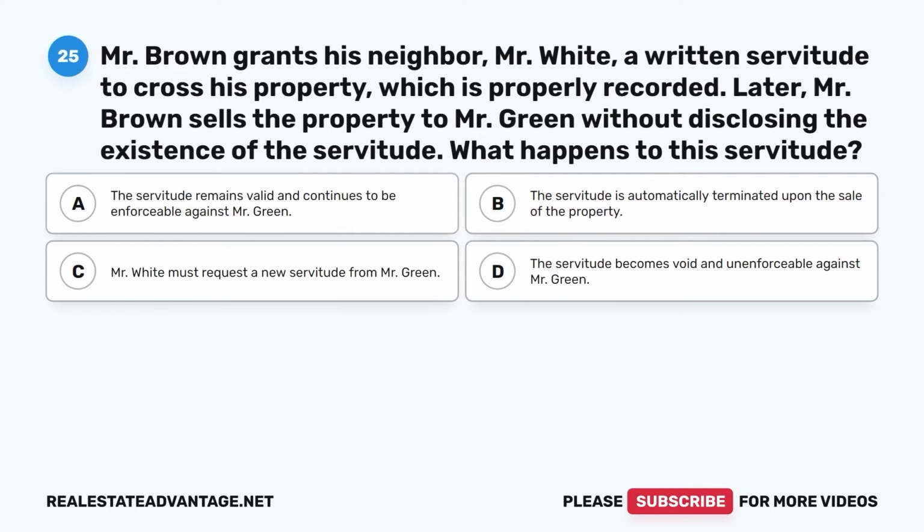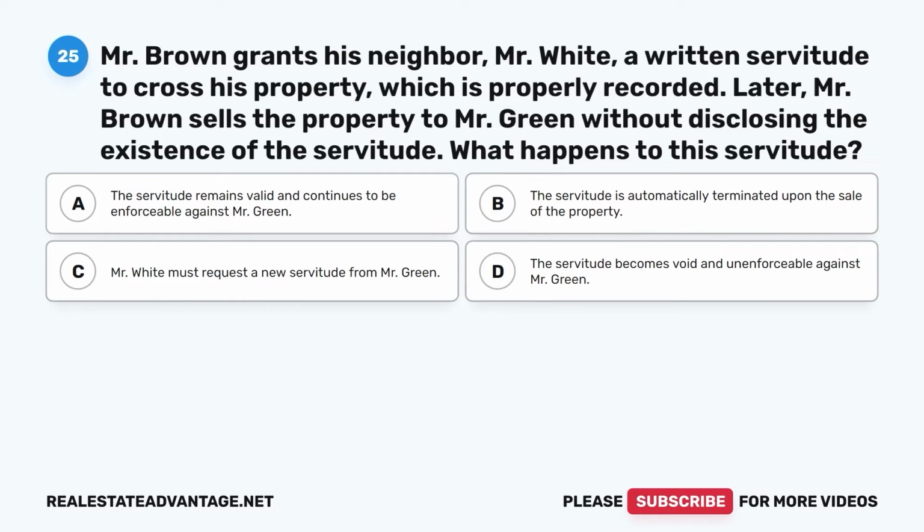Question 25. Mr. Brown grants his neighbor, Mr. White, a written servitude to cross his property, which is properly recorded. Later, Mr. Brown sells the property to Mr. Green without disclosing the existence of the servitude. What happens to this servitude? A. The servitude remains valid and continues to be enforceable against Mr. Green. B. The servitude is automatically terminated upon the sale of the property.